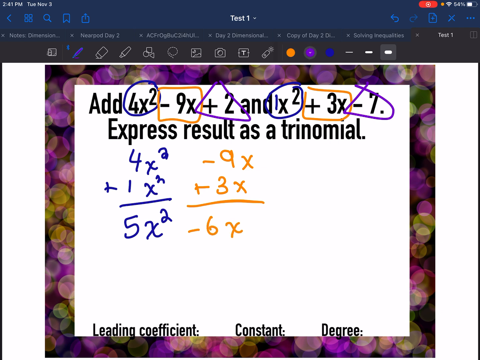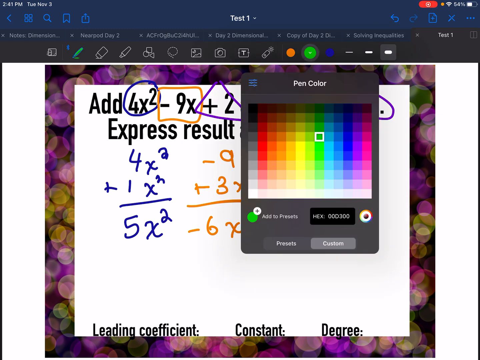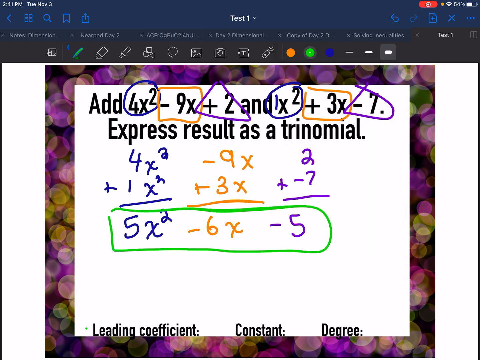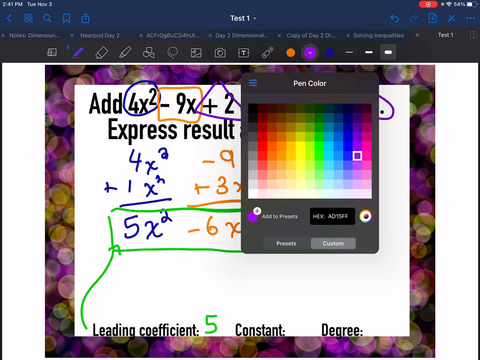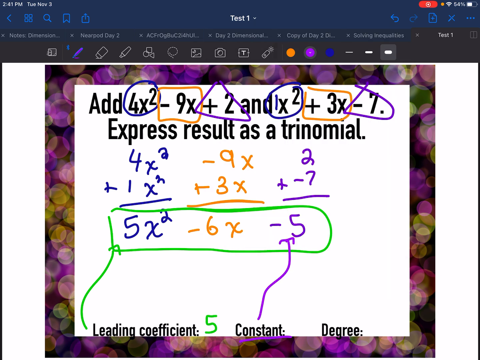Then I have positive 2 plus negative 7. Same thing as 2 minus 7, I get negative 5. That is indeed a trinomial. My leading coefficient was 5. My constant was negative 5. And my degree is, again, 2.